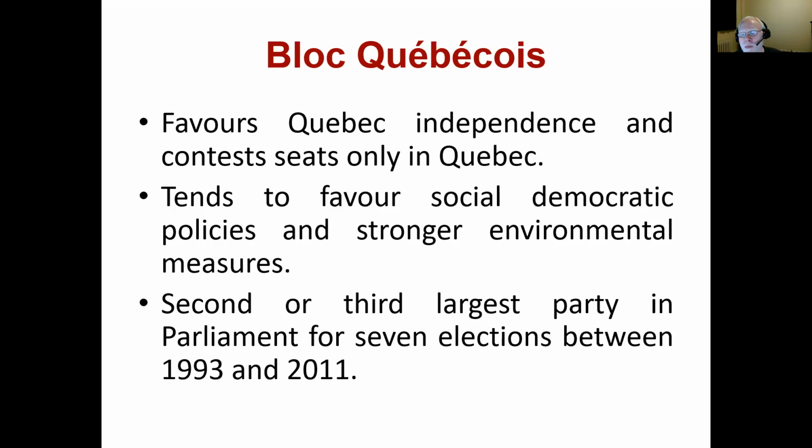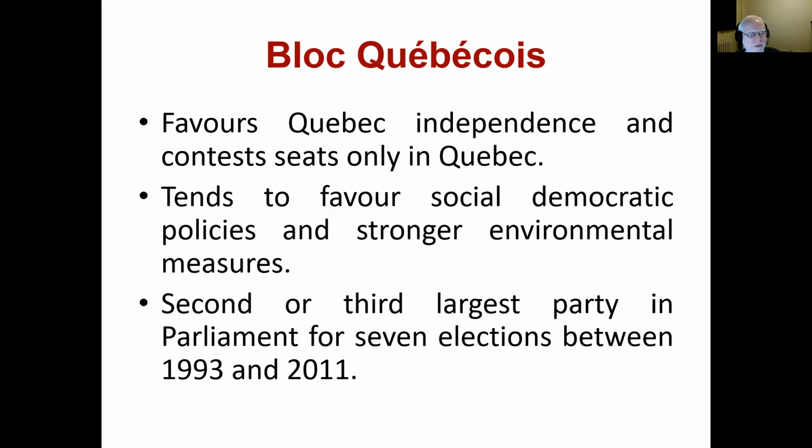the Bloc Québécois viewpoint will always be what is best for Quebec. It'll always favor greater provincial rights. Greater provincial rights gives greater autonomy to the Quebec government, which is in line with the Bloc Québécois agenda. It tends to favor social democratic policies and stronger environmental measures.